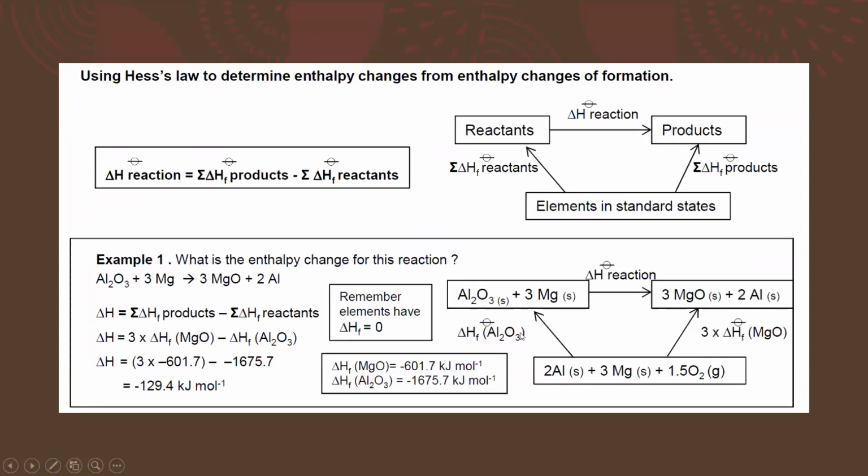Now, an example using Hess's law to determine the enthalpy change of formation. If a question asks you to calculate the enthalpy change of formation, or the enthalpy change of formation is given, they can either give it to you or ask for it. So in this case, you will have the reactant and the product. What link will you add? You will add an element in the standard condition.